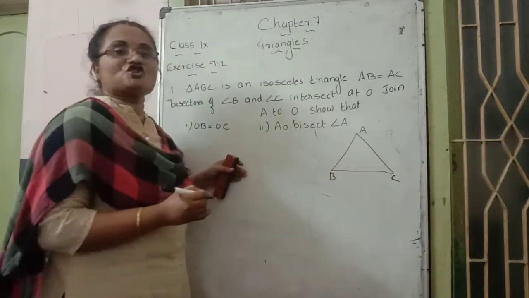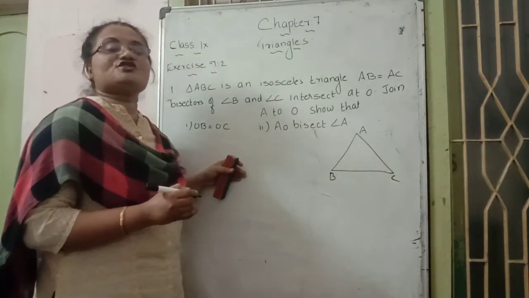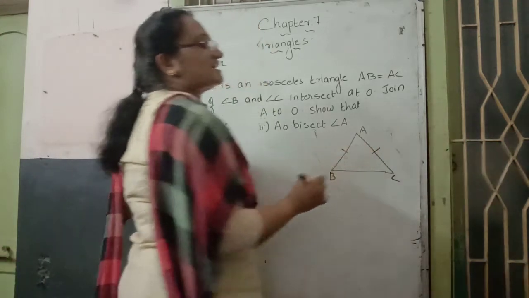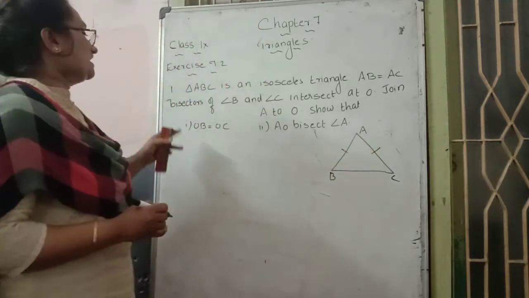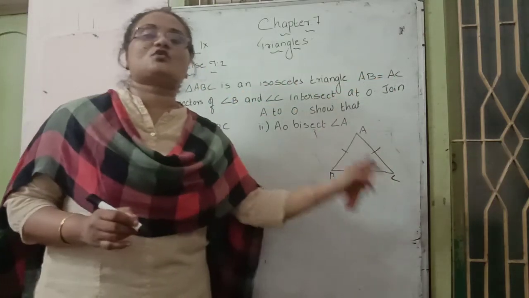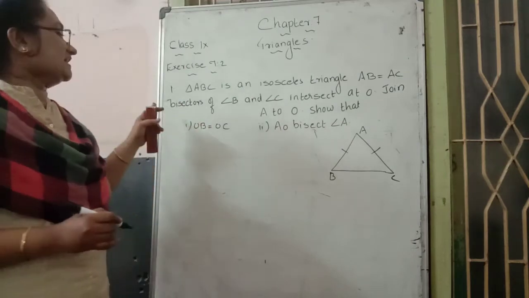What is the specialty of an isosceles triangle? Any two sides become equal. We can mark that side AB and side AC are equal. Then next, what are they telling? They are telling AB and AC are the equal sides of that triangle.